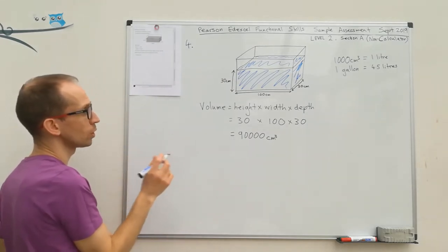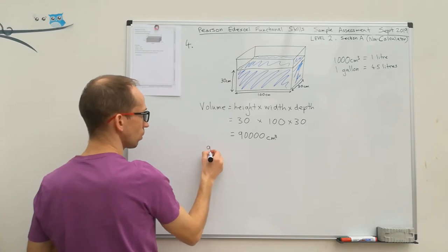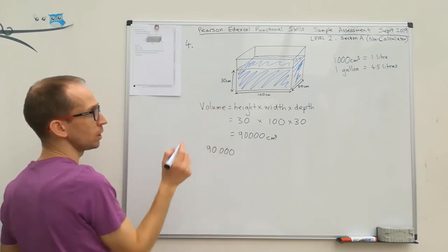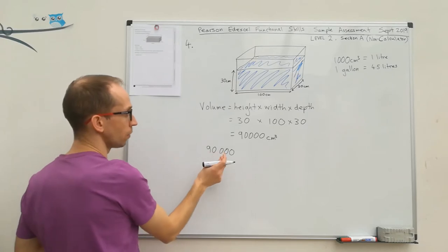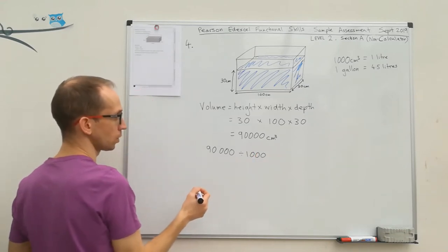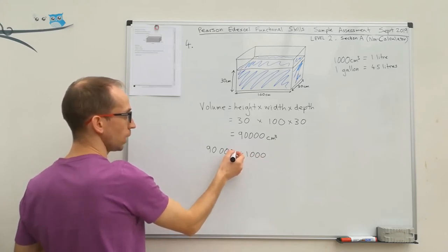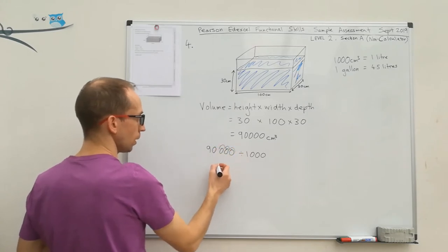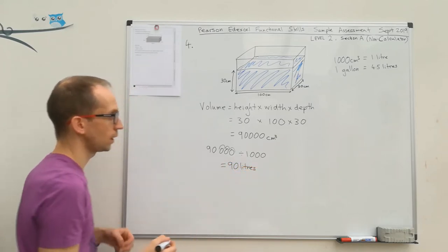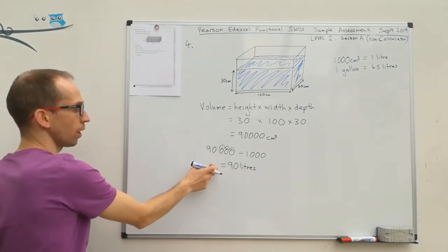The next thing we said we wanted to do is convert it from centimetres cubed into litres. Okay, so to do that, we need to do 90,000, well, if 1,000 centimetres cubed is 1 litre, then we need to divide this by 1,000 to get the number of litres. We're dividing by 1,000, we've got three zeros, so if we move our decimal point, which would be here, 1, 2, 3. So that's going to be equal to 90 litres.